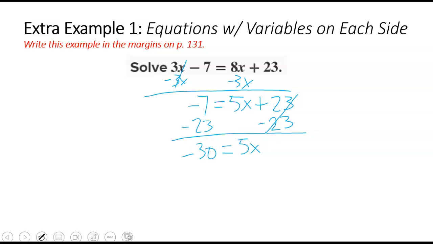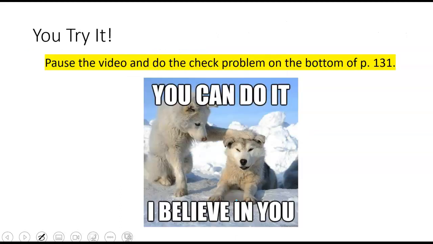So what's the last step? You guys can do it. Just shout out to the computer, pretend I'm there listening. Good job, you got it. We divide by 5, so negative 6 equals x. Again, it doesn't matter which side the x is on. You can say negative 6 equals x or x equals negative 6. It's exactly the same thing. So go to the bottom of page 21 and see if you can do that check problem. We will go over it in class on Monday.